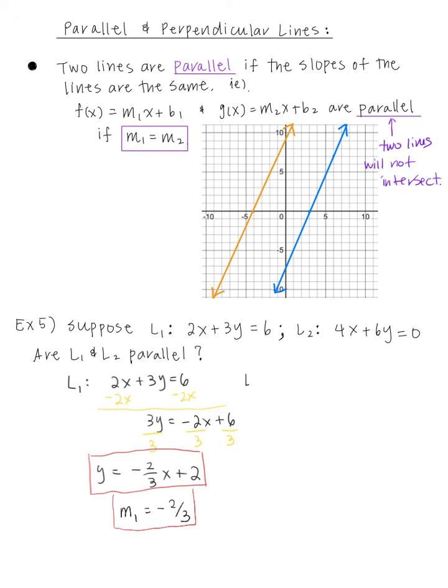Now let's go with the second line. The second line is 4x plus 6y equals 0 in general form. Solving for y, I'm going to subtract 4x. Then you're going to have 6y equals negative 4x. So dividing by 6 on both sides, what do we get? y equals negative 4x over 6, which is the same thing as negative 2 over 3x.